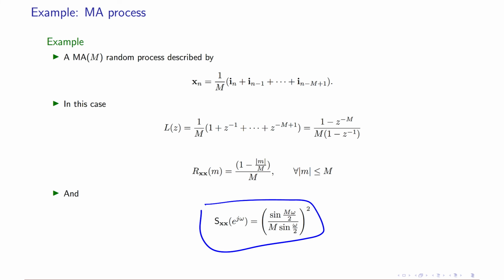So it's a sinc to the power 2. If you want to plot it, you get something like that. Obviously, this is for one period from minus pi to pi. But it's going to be repeated, it's periodic, because we are talking about discrete time random processes.